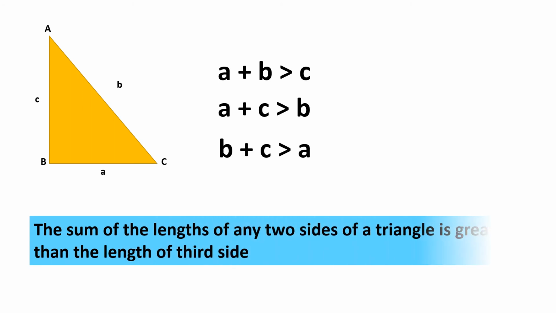So this is what is defined as triangular inequality. That is, the sum of lengths of any two sides of a triangle is greater than the length of the third side.